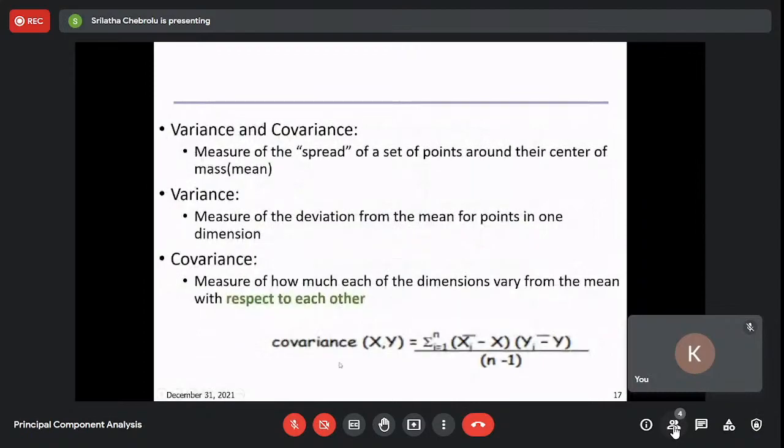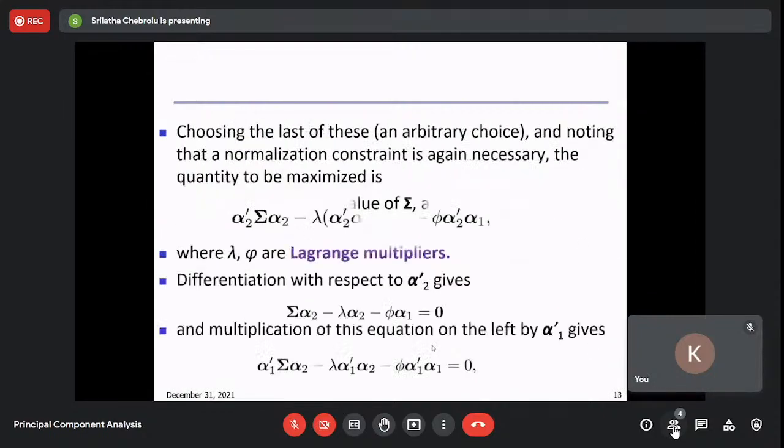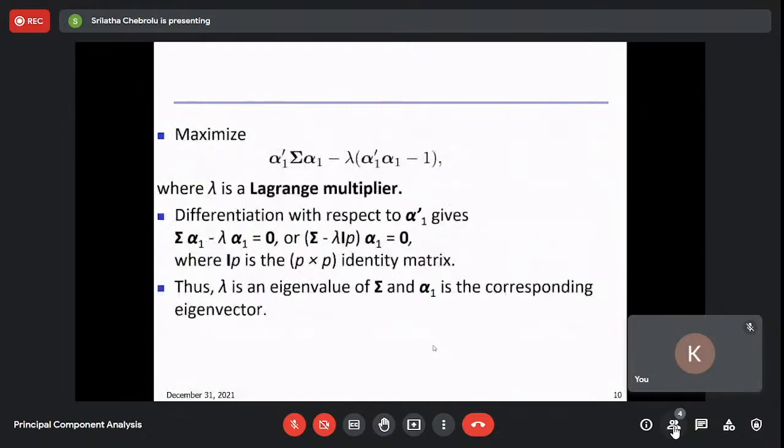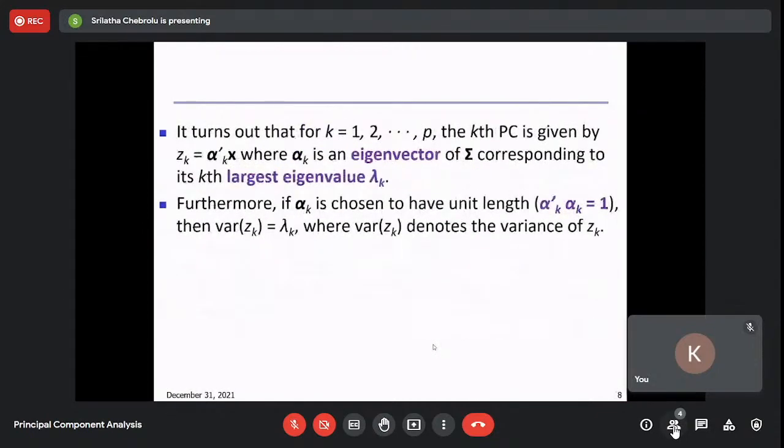So the covariance formula of x comma y is there, right? Find the mean of the first variable and the mean of the second variable, and for each you have to find the difference of each value from the mean, and take the product of it divided by n. What is n? It is the number of samples in our data set, or the number of examples in our data set. With that formula, you will be finding the covariance matrix.